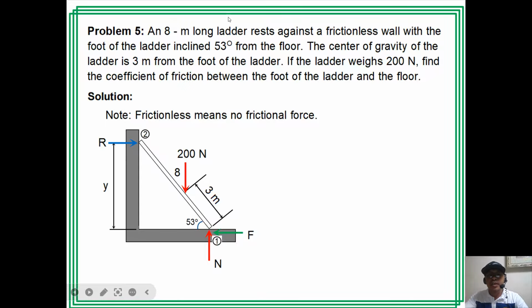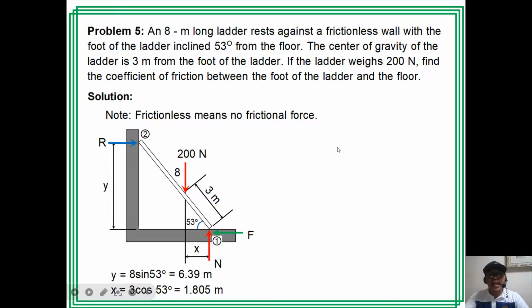So in the figure, the ladder is inclined 53 degrees and the length is 8. So this is 8 sine 53, so that is 6.39. So the horizontal projection of the weight along the horizontal, I will call it X. And X is 3 cosine 53. That is 1.805 meters. Okay.